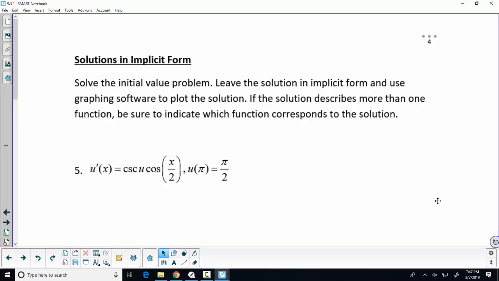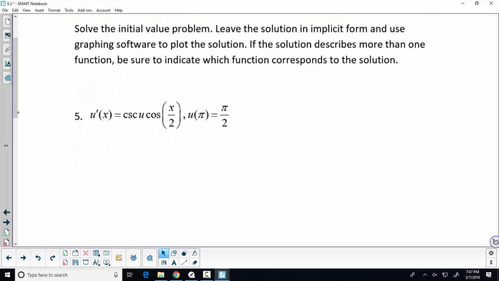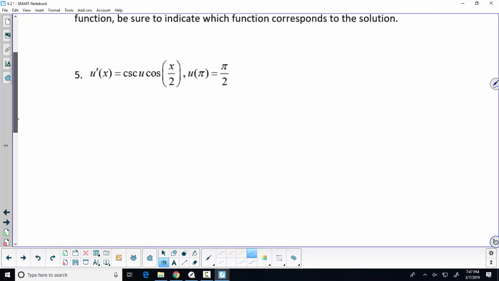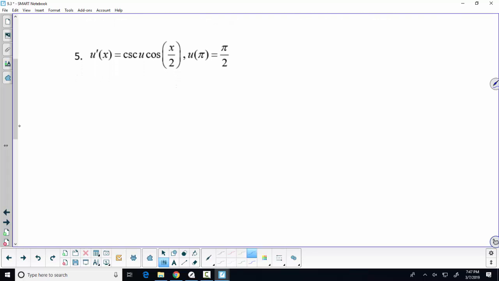Y'all ready? So the instructions here do say to leave the solution in implicit form and use the graphing software to plot the solution. So here, clearly you're going to use technology to plot the solution. This shows up as one of those -T problems in your homework. And be sure to indicate which function corresponds to the solution. They'll give you multiple choices. Which choice is actually the solution is what you're looking for.